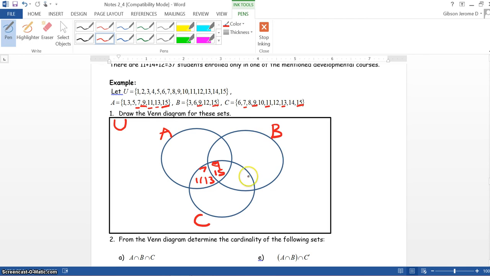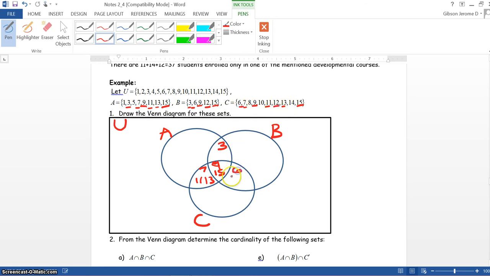Now let's do B and C, or B and A. We could do B and A. If you notice with B and A, the only thing they have in common is 3. Now we go here to B and C. B and C has 6 and 12.